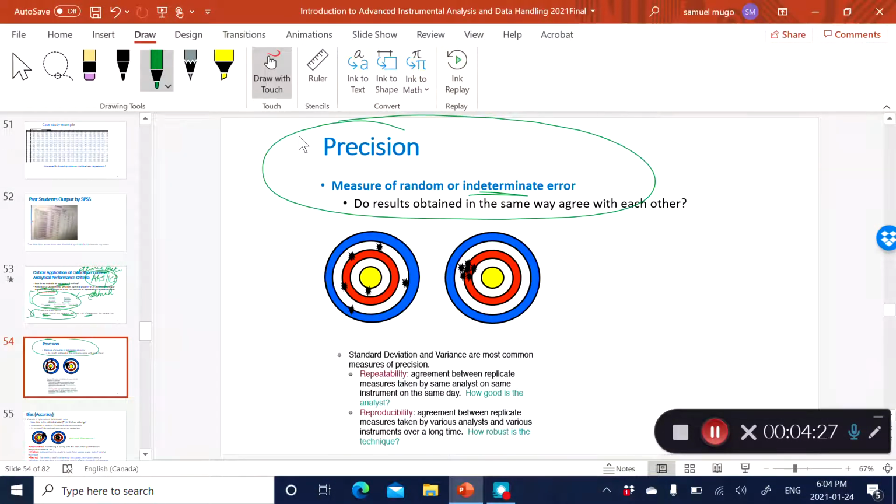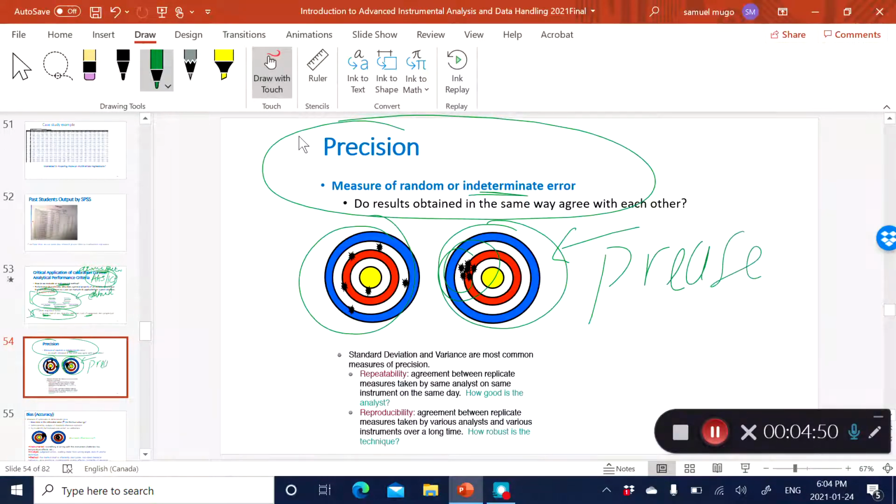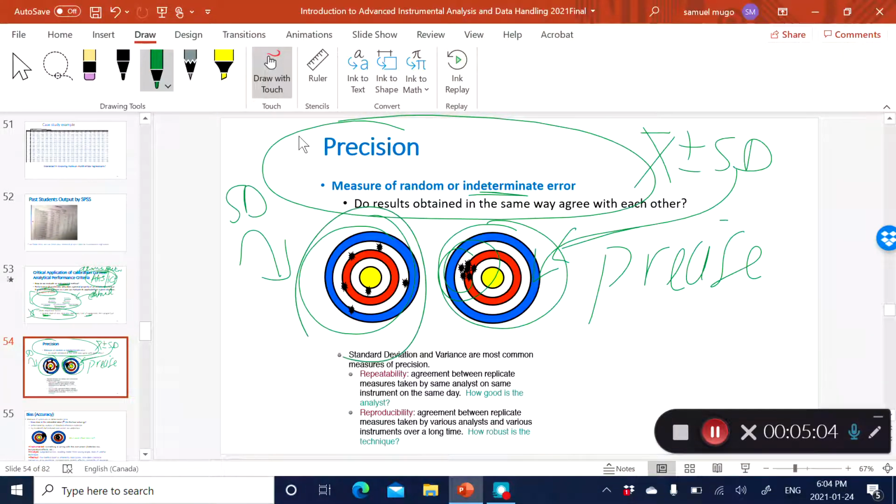For example, if you look at the figure shown here, you can have a data set that looks like this, that is very closely distributed in one area, whereas you can have a data set that looks like this, that is fairly distributed in a wider area. So you can see that this data is more precise, meaning if you had a mean value plus or minus the standard deviation, here it is fairly small compared to the standard deviation in this case.